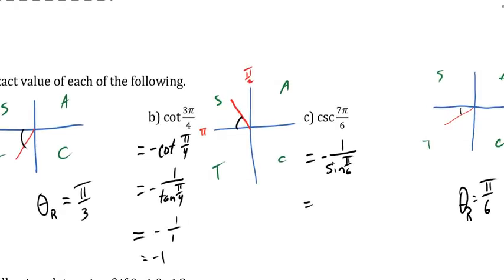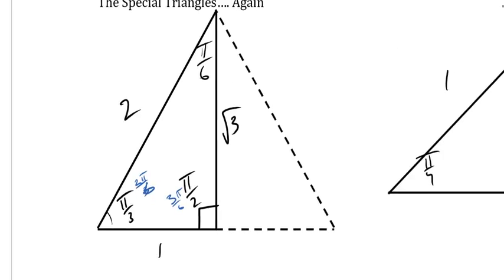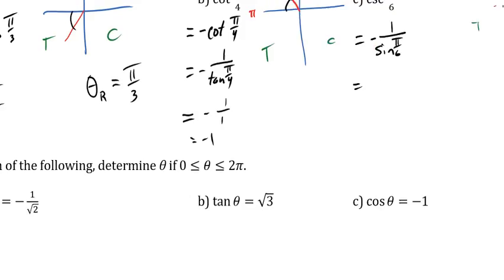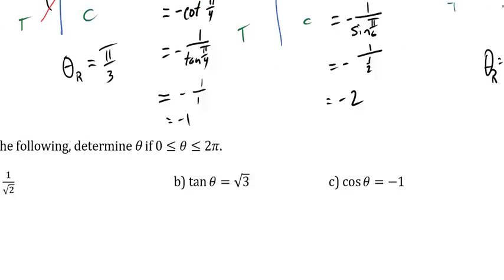So what's this? Can somebody tell me what the sine of pi by 6 is? Kyle? Yeah, 1 over 2. Opposite over hypotenuse. So this is like -1 over 1 over 2, which is -2. Good? Questions?